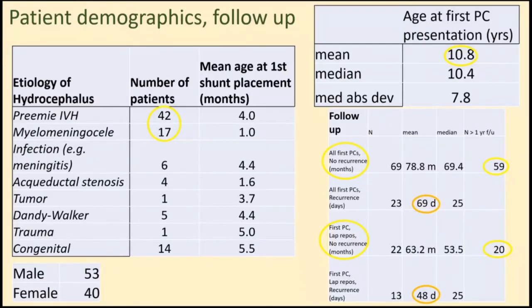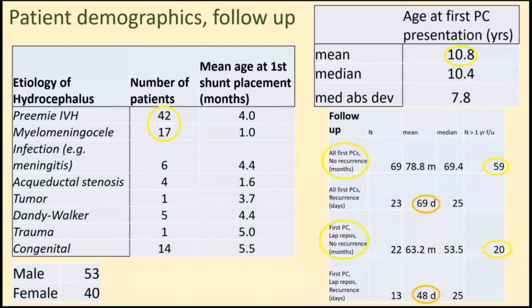So I'll present some of our data. This is just scratching the surface of this data set, but here are some of the interesting highlights. Most patients were prematurely born with intraventricular hemorrhage of prematurity. Second place is myelomeningocele patients. Most of these patients underwent shunt placement during infancy. The pseudocyst presentation age was between 11 and 12 years old, but there was quite a bit of a spread in that.